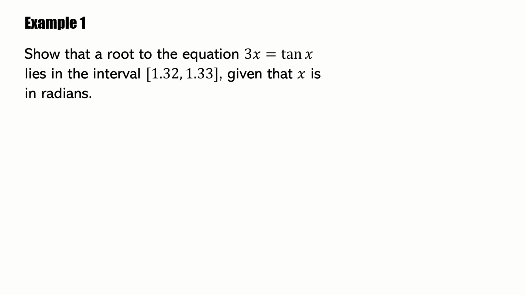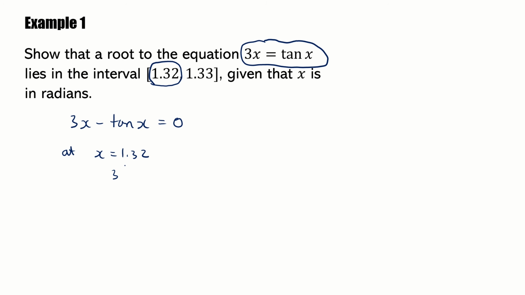So first thing we've got to do is be aware that the change of sign method only works if the equation's rearranged to be equal to 0 first. So that's what I'm going to do by simply taking away tan of x from both sides of the equation. And then all I've got to do is plug in, first of all, the first value that's in the interval, which is 1.32. So at x equals 1.32, we've got 3 lots of 1.32, minus tan of 1.32, and that will get you an answer of 0.0567 to 3 significant figures.